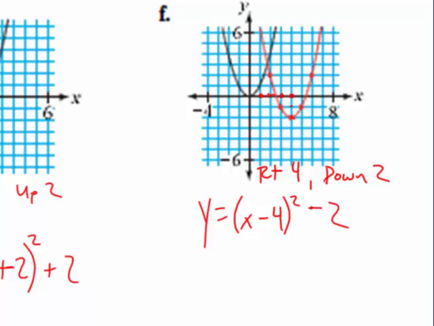And remember, it's called vertex form because this is my vertex. 4 for the h, negative 2 for the k. That's my vertex, 4, negative 2, right there on my new parabola.